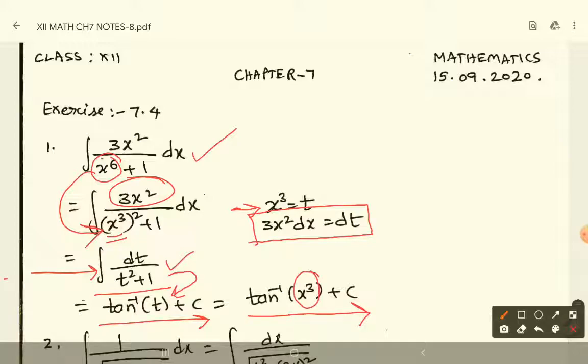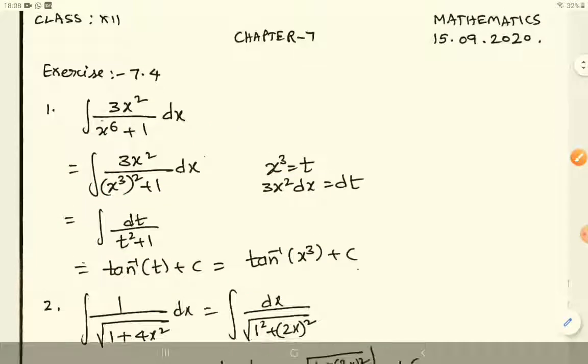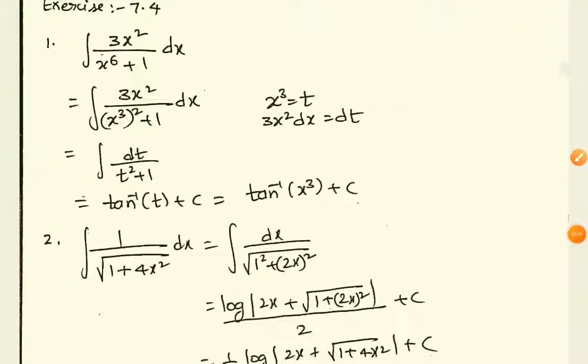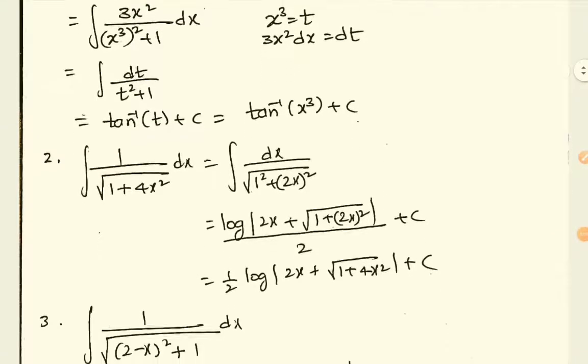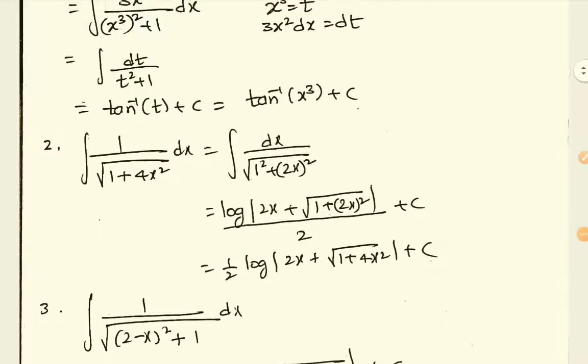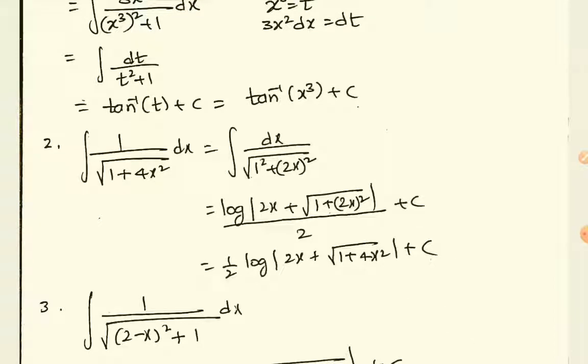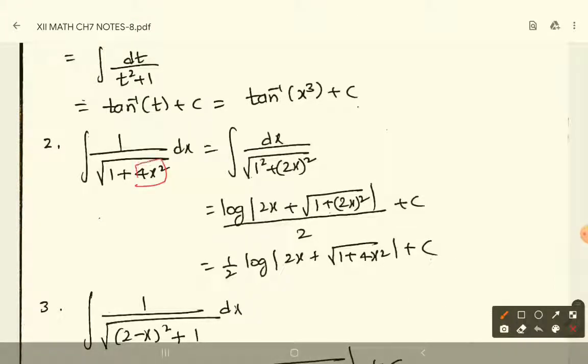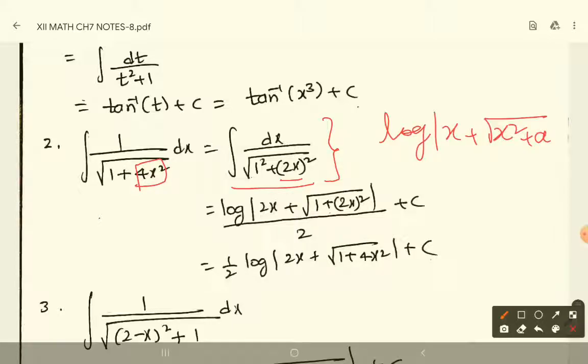Hope you are getting it. Next question. Integration of 1 by root over 1 plus 4x square into dx. The first thing is you write 4x square as 2x whole square. Then check the special integral formula related to log modulus x plus root over x square plus a square plus c. That is the formula I am going to apply here.